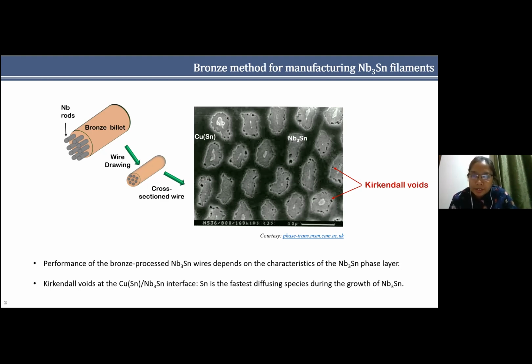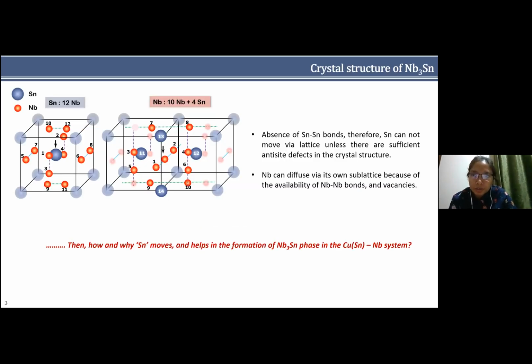Now, this is a bit discrepant because when we look at the crystal structure of Nb3Sn, which has an A15 ordered structure, you can see on the left side I have shown the nearest neighbor bonds of tin. Tin is surrounded by 12 niobium atoms, and so there are no tin-tin bonds. So tin can move via the lattice only if there are stable anti-site defects present in the crystal structure.